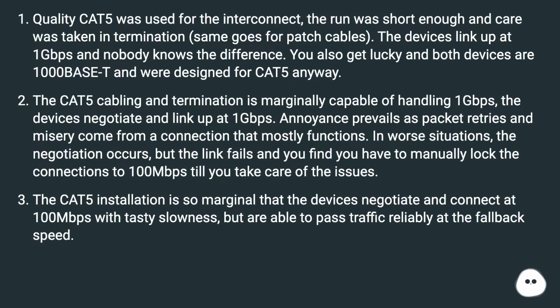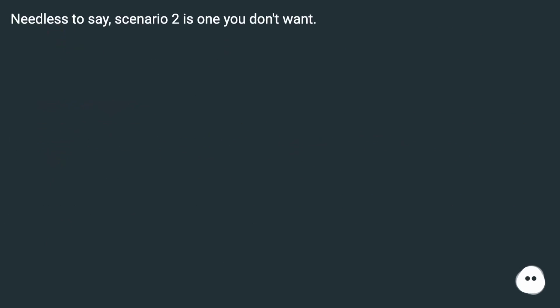The CAT5 installation is so marginal that the devices negotiate and connect at 100 megabits per second with tasty slowness, but are able to pass traffic reliably at the fallback speed. Needless to say, scenario 2 is one you don't want.